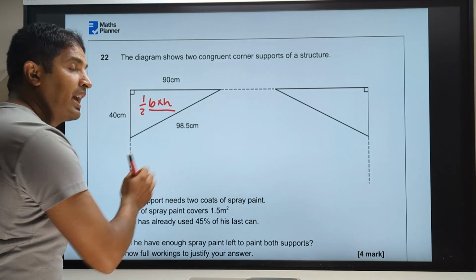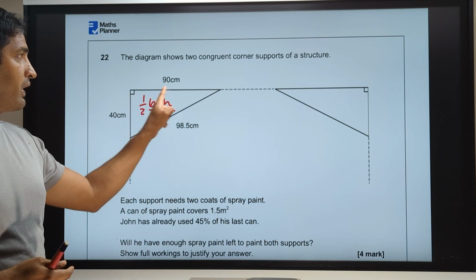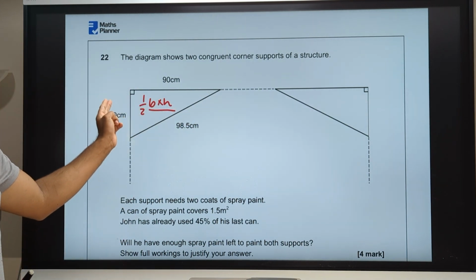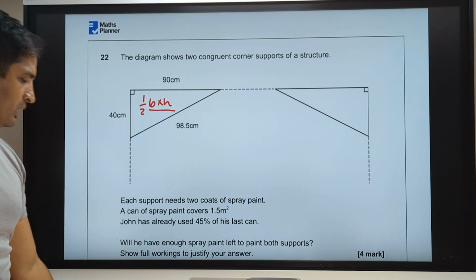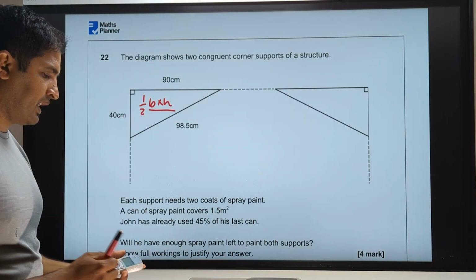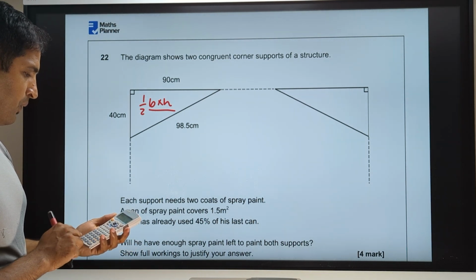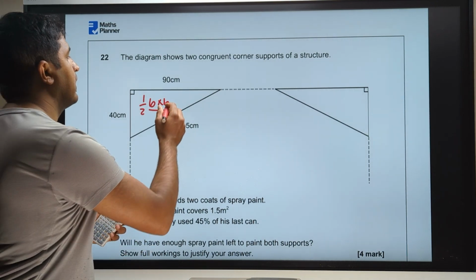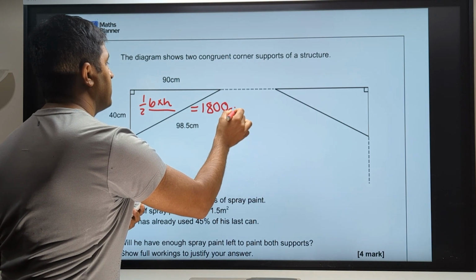Now the base and the height need to be at a 90-degree angle. So we're looking at 90 as your base and 40 as your height. So if you do half times base, half of 90 is 45, times 40. That gives you area in centimeters squared. So we're doing 45 times 40, or you can do 90 times 20, which is 1800. So that gives you 1800 centimeters squared.